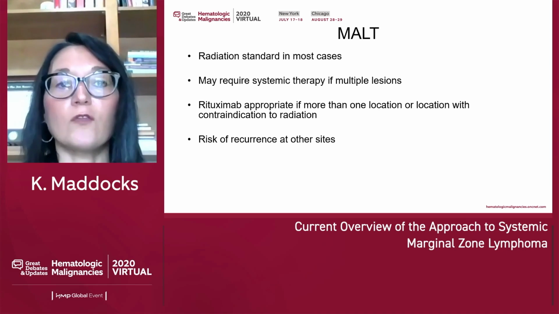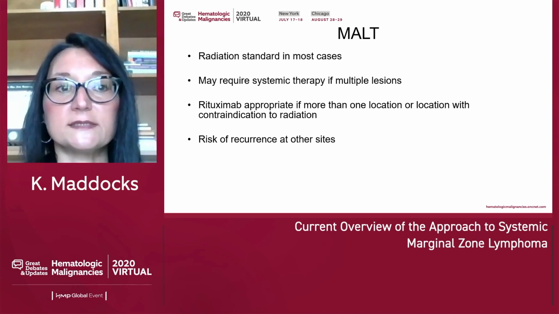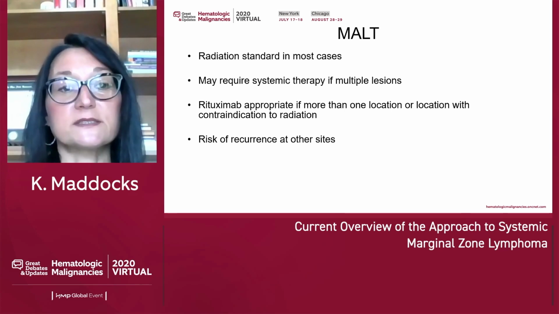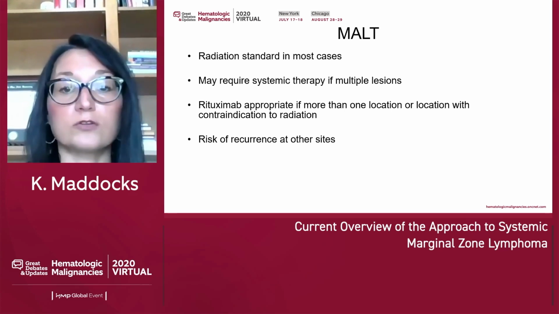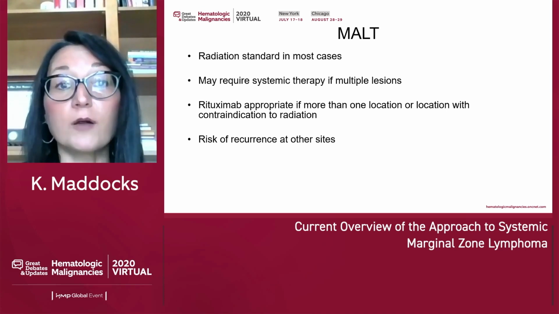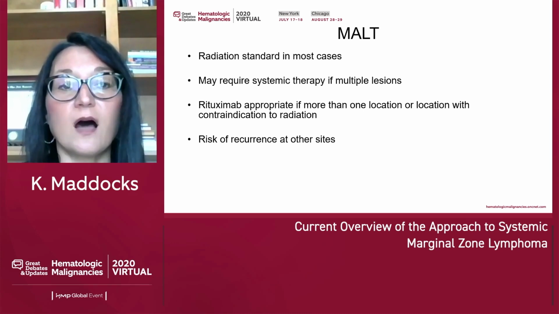Other locations of MALT are often localized but can involve many areas. Radiation is the standard in most cases because of this localized disease. They may require systemic therapy if there are multiple lesions, such as multiple lesions within the lungs. Rituximab is often appropriate therapy if there are multiple lesions, as long as they are not significant in size.